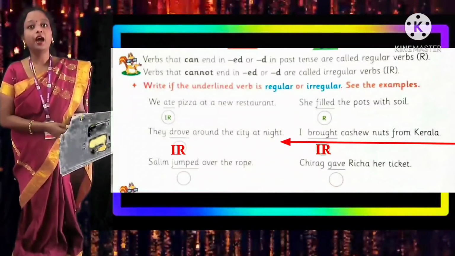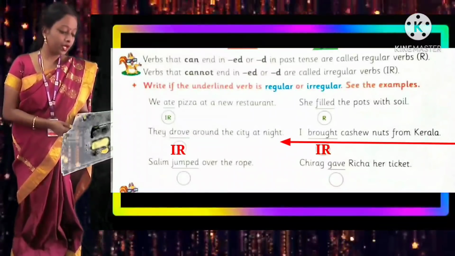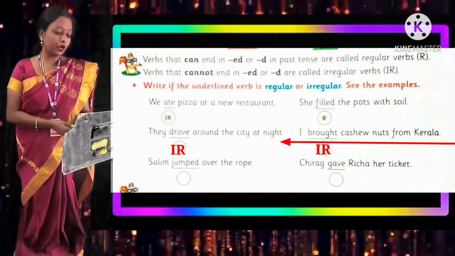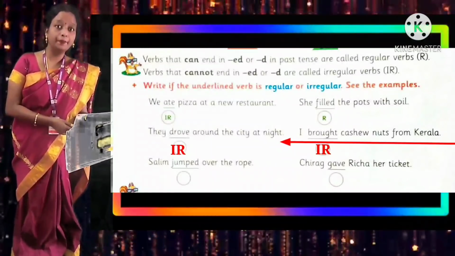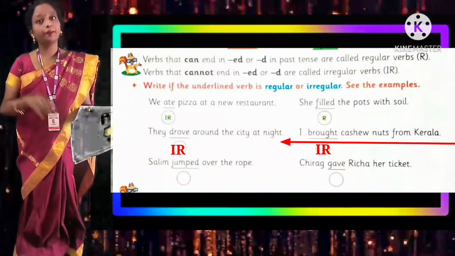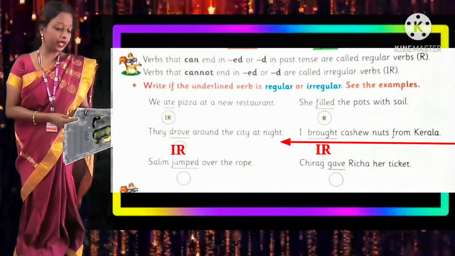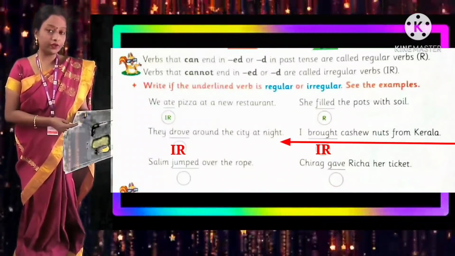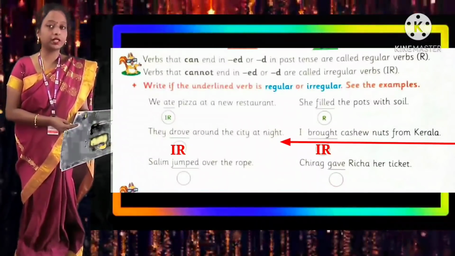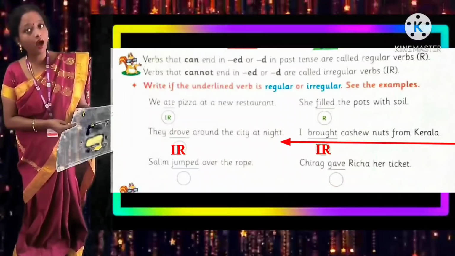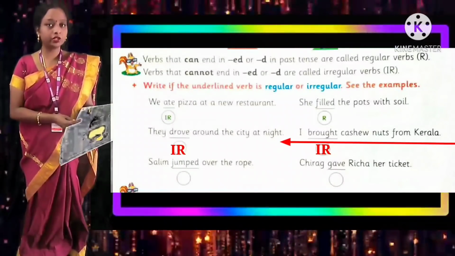Again I'll read. I brought cashew nuts from Kerala. Here the word bring has become brought in the past. For past we will write bring, brought. So, it will be an irregular verb. So, in the circle we have to write IR. Okay, shall we go to the next one?